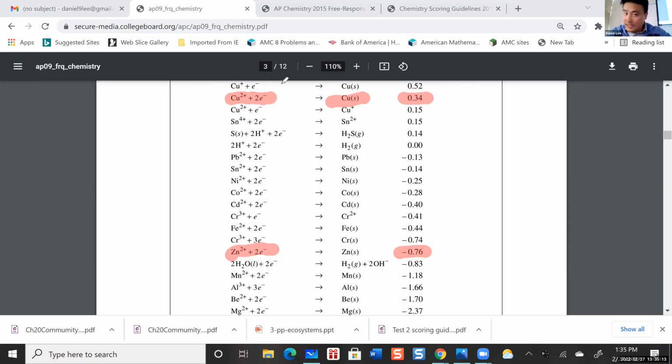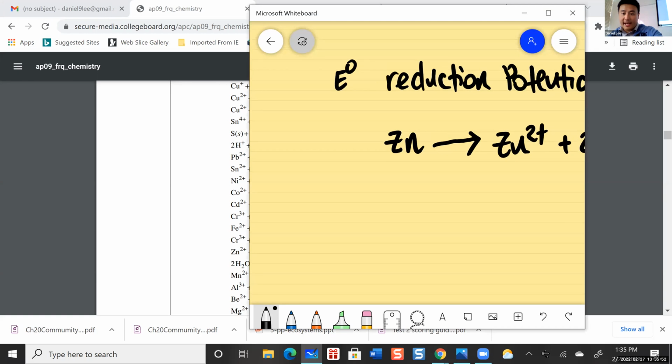I cannot have two reductions. Both of these are reductions, as evident from the electrons being added. I have to flip one of them. You have no choice which one to flip if you want the reaction to be spontaneous. You have to flip in such a way that they add up to a positive delta E. The cell potential has to be positive. So you have to flip the zinc so that the negative becomes positive. That's important. You'll always be given reductions, and you have to decide which one to flip so that the reaction is spontaneous.